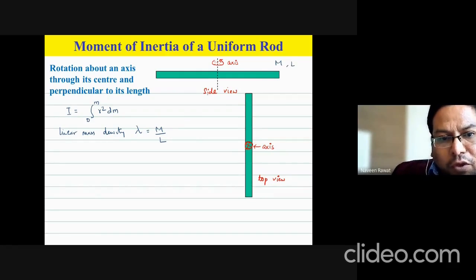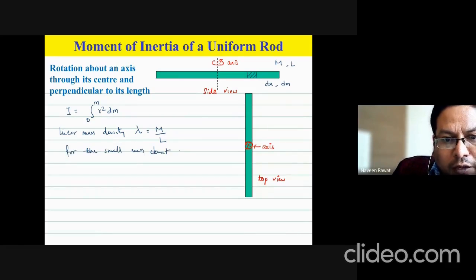Now, just like before, we will consider a small mass element here. Let's say this small mass element has a width of dx, and for the width dx, it has some mass dm. Then what will be the value of lambda for the small mass element? Lambda will be dm divided by dx. And here we can substitute this back into this equation.